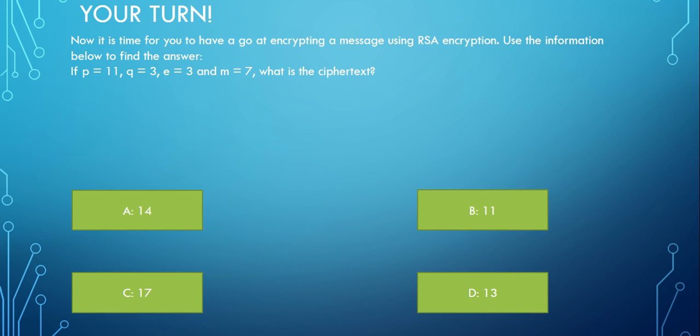Okay guys, now it's your turn. Basically, I want you to use the RSA encryption method that we just went through to find the ciphertext. It's either one of the four answers given here: A14, B11, C17, or D13. So our primes are different: P equals 11 and Q equals 3. Our public key E equals 3, and the message we are trying to encrypt is 7. I want you to figure out what the ciphertext will be. Good luck.